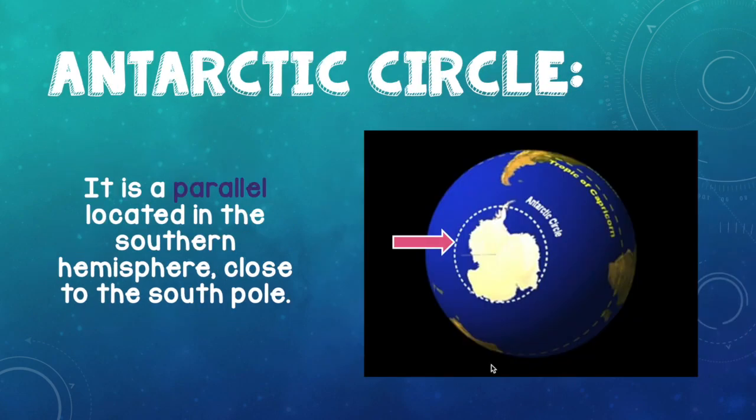Antarctic Circle. The Antarctic Circle is a parallel located in the southern hemisphere close to the South Pole. Over here, you will see the South Pole, and this dotted line is the Antarctic Circle. The Antarctic Circle is close to our country, as well as the Tropic of Capricorn.